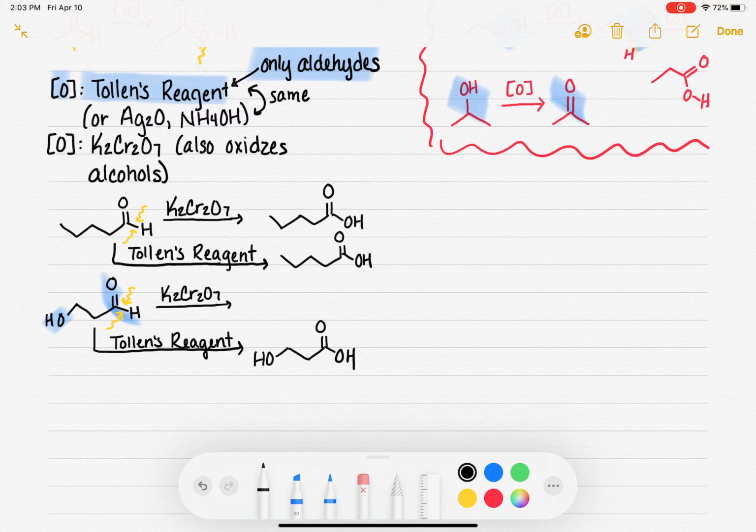What about K2CrO3? K2CrO3 oxidizes alcohols as well as aldehydes. So that means we're going to have to pay attention to both of these functional groups. And what I'm going to do is redraw the original molecule without making any changes to it first, and then I'm going to edit that drawing to reflect the changes.